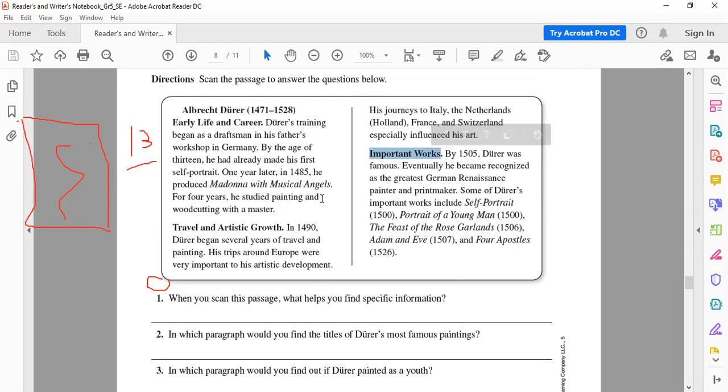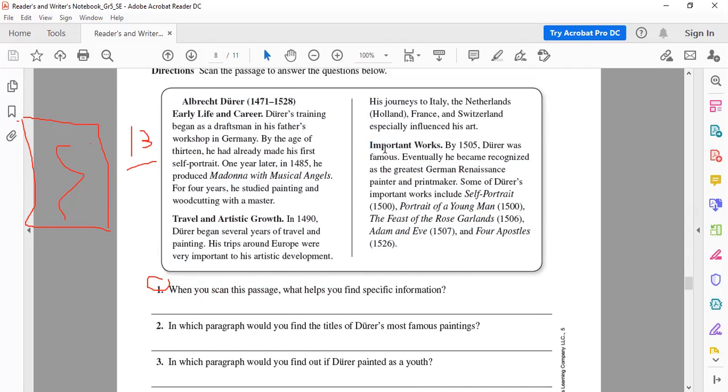Subtitles. Excellent. So what will help me is titles and subtitles and headings of the paragraph like this. This paragraph, important works. You see this in bold? So the whole paragraph will be about his works. Here, travel and artistic growth. Then this paragraph will be about his traveling and how he developed himself. And here, early life and career. So this paragraph would be about his early life and his career, how it started.